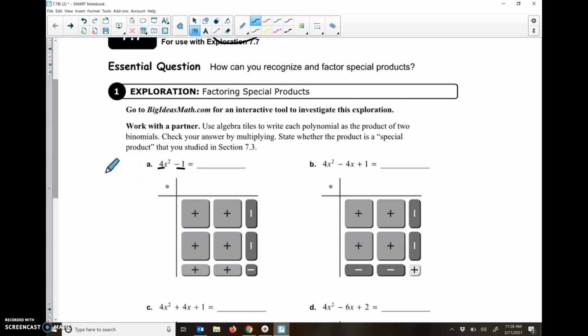Well, we know the square root of 4 is 2. So you're going to have a 2x and a 2x. And then we have the minus 1. Square root of 1 is 1. But since it's a minus 1, we know we need a positive 1 and a negative 1 there. So it's going to be pretty similar to that. Let's look at some examples.